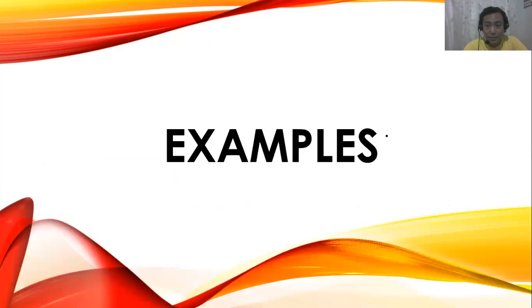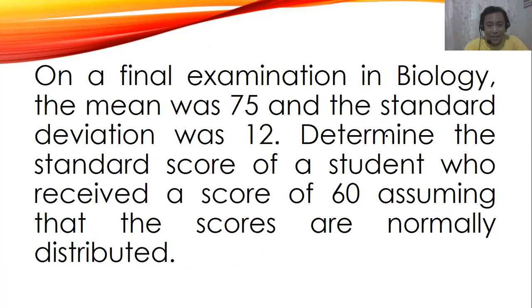Let's have some examples para mas maintindihan. On a final examination in biology, the mean was 75. So ano daw yung mean? So based on the problem, it is equal to 75. And the standard deviation is 12. So ang standard deviation ay 12. Determine the standard score of a student who received a score of 60, assuming that the scores are normally distributed.